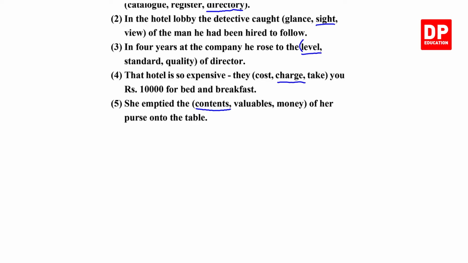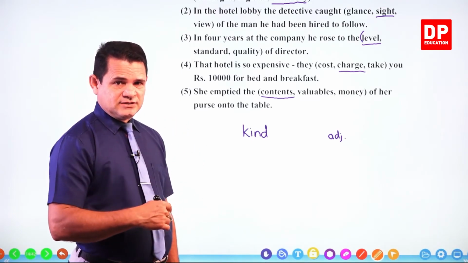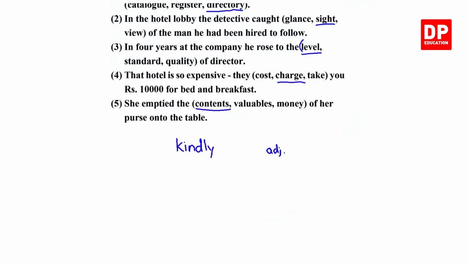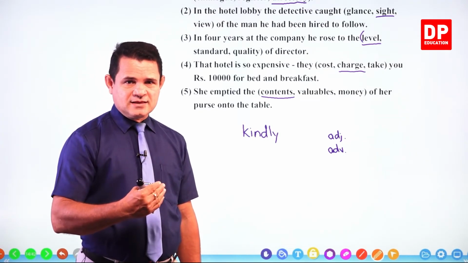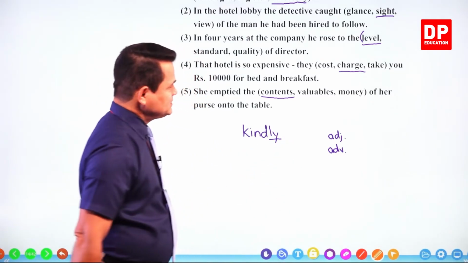Let's take one word and see what that knowledge about prefixes and suffixes is. Now we'll say kind. This is an adjective. Kind mother. Mother is the noun. Kind is an adjective. When you put ly, then it becomes an adverb. He spoke kindly. So by adding ly, that is a suffix.